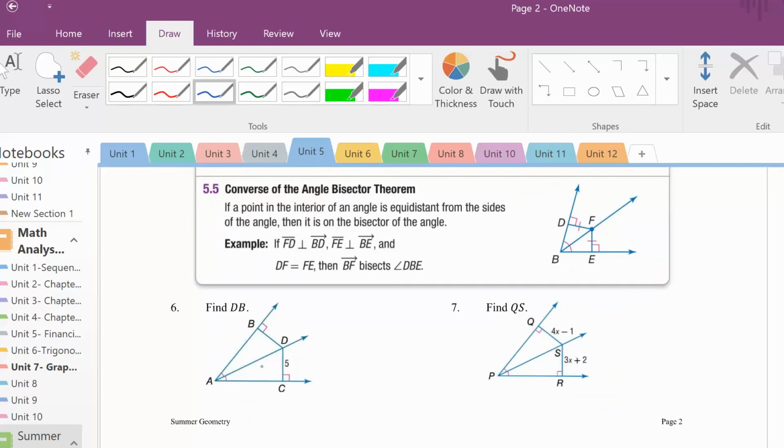So if you look at this picture here and it says to find DB, and it tells you here that this is an angle bisector, if CD is 5, that means DB is also 5.